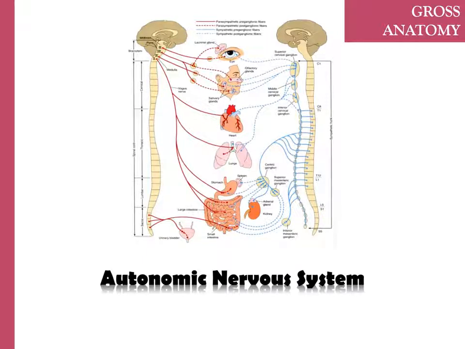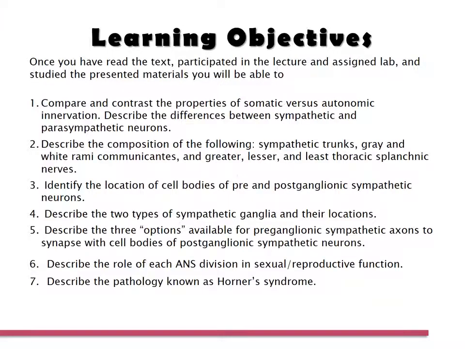In this video presentation, we'll be presenting on the autonomic nervous system. In this session, we'll compare and contrast the properties of somatic versus autonomic innervation. In addition, we'll also describe the key differences between sympathetic and parasympathetic neurons.